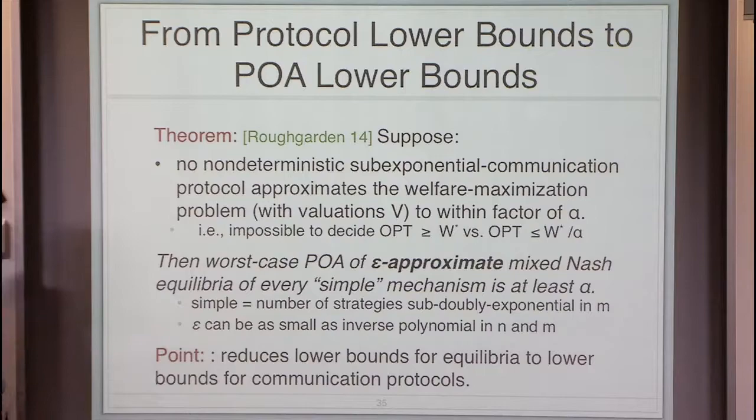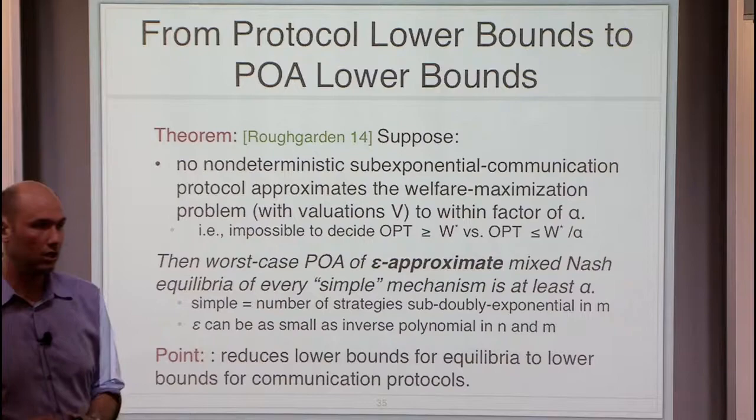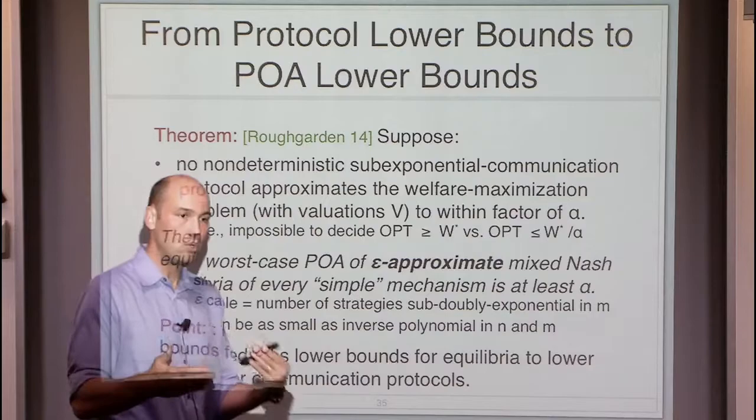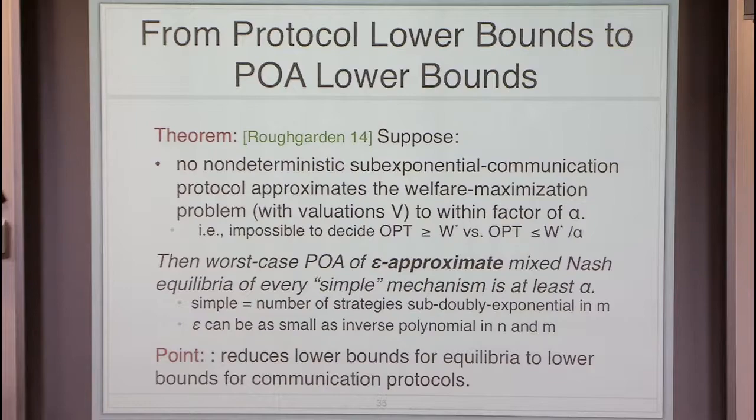Simple is just counting the number of actions available to every player. Remember there's M items. So what would a direct revelation mechanism be, like VCG? Well, I have to get 2 to the M numbers from each bidder. So there's 2 to the M parameters. If I want to count actions, that's doubly exponential in M. For example, I could be either 0 or 1 for each of the 2 to the M bundles, so 2 to the 2 to the M. So simple here just says it's not direct revelation, basically.